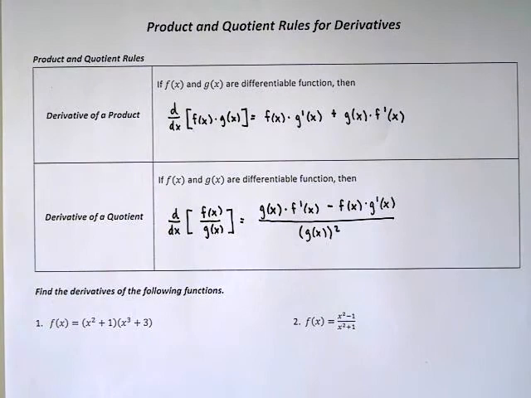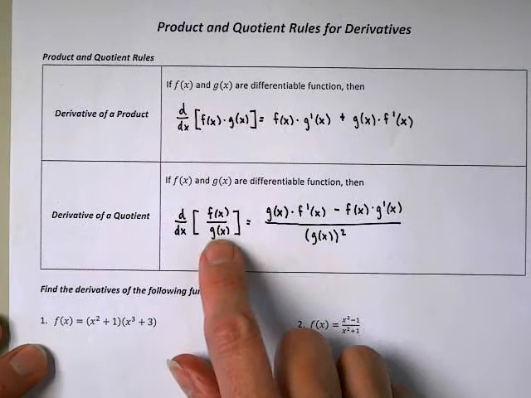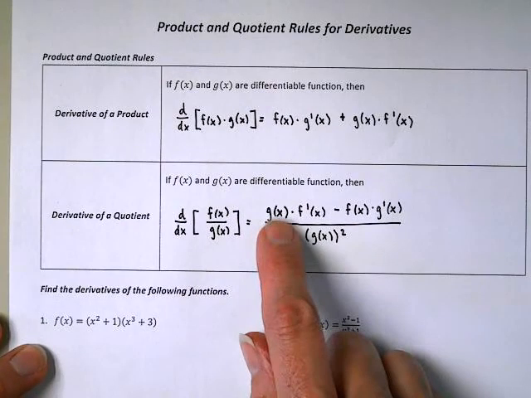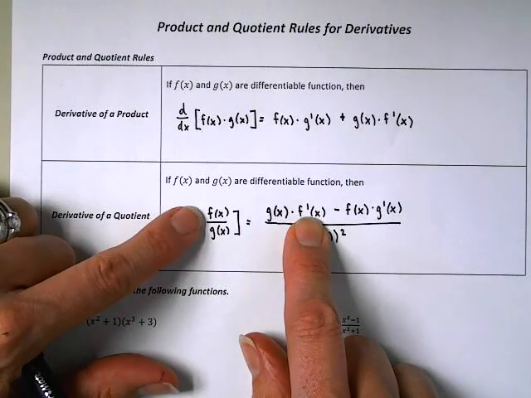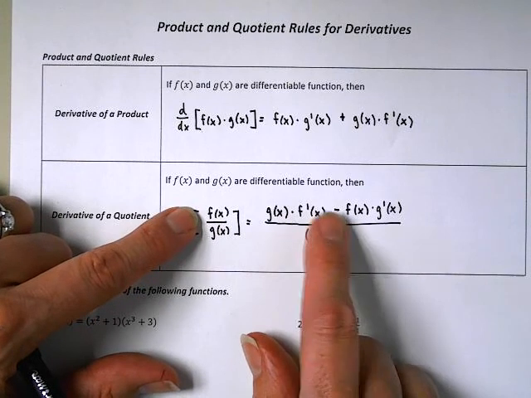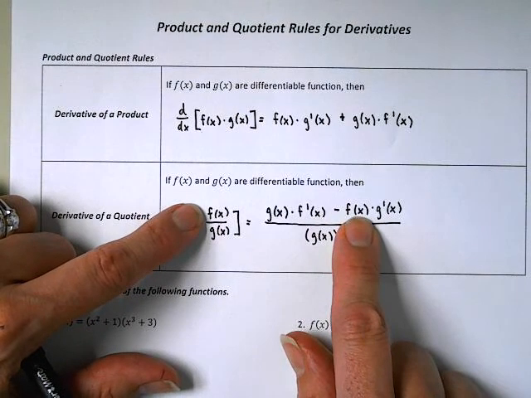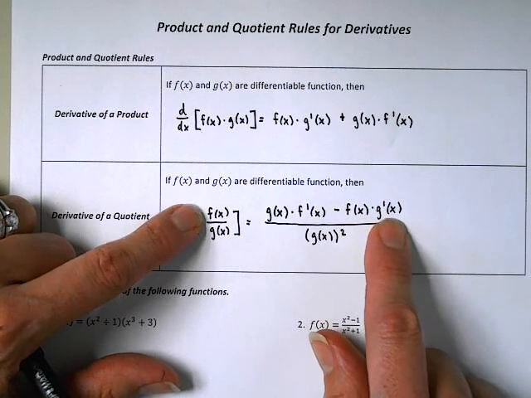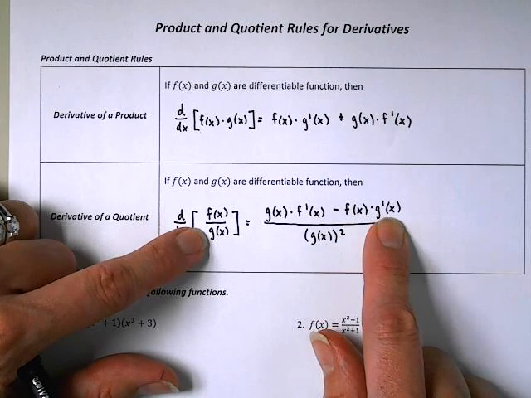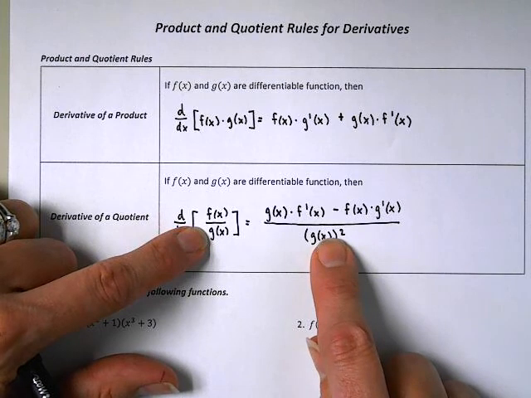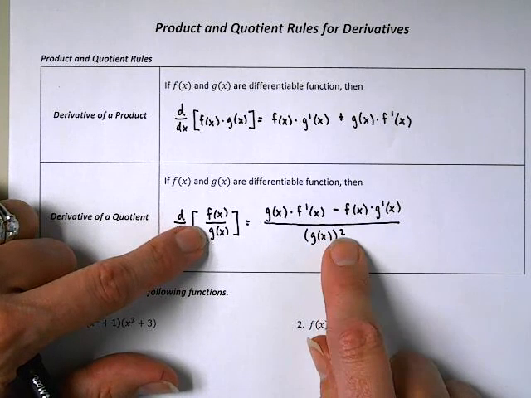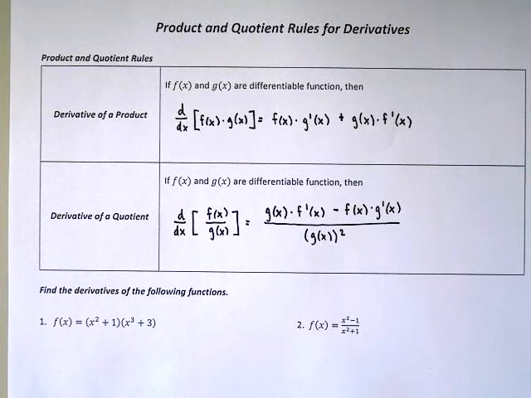Now in class when we talk about this, you'll hear me say low d high minus high d low all over low squared. So here's what we mean. When we say low, we take the function from the denominator. D high means the derivative of the function in our numerator, minus high, that's the function in the numerator. D low is the derivative of the denominator. All over low squared means the function in the denominator squared. So low d high minus high d low all over low squared.